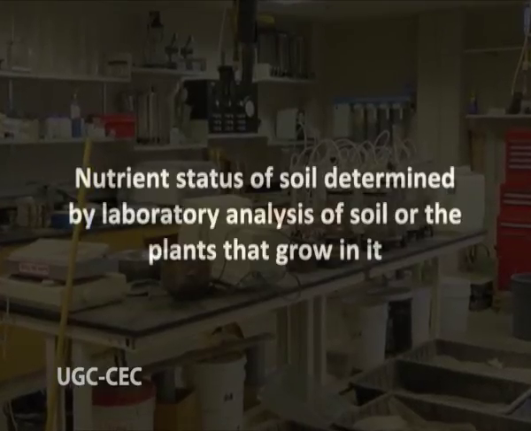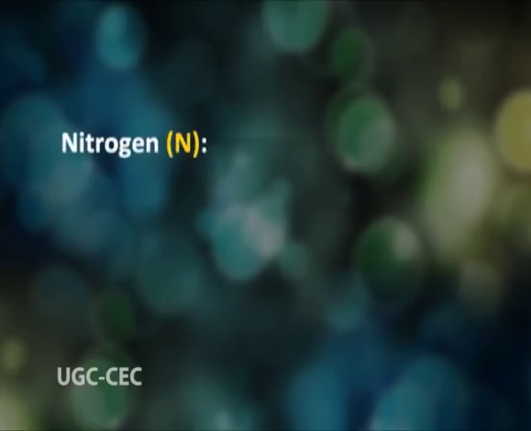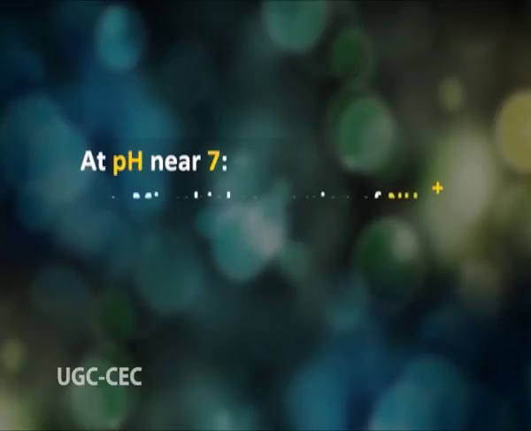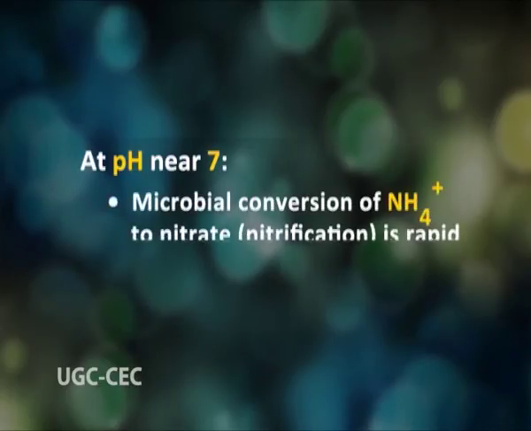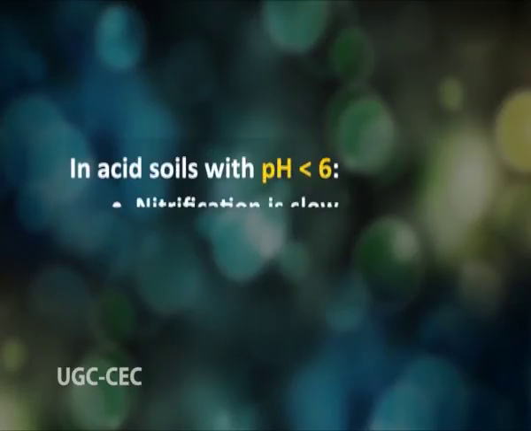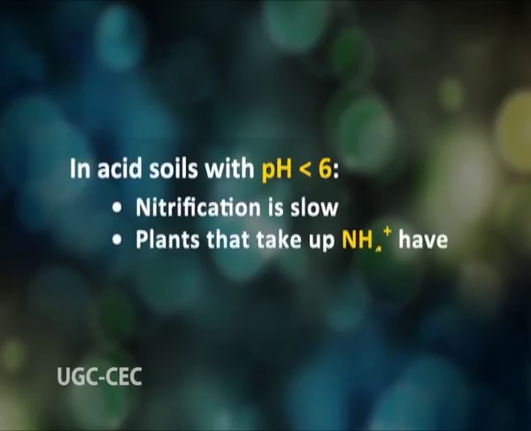The nutrient status of a soil can be determined by laboratory analysis of the soil or the plants that grow in it. First, nitrogen. One of the key soil nutrients is nitrogen. Plants can take up nitrogen in ammonium or nitrate form. At pH near neutral, that is 7, the microbial conversion of ammonium to nitrate, that is the nitrification, is rapid and crops generally take up nitrate. In acid soils, that is pH below 6, nitrification is slow and plants with the ability to take up ammonium may have an advantage.